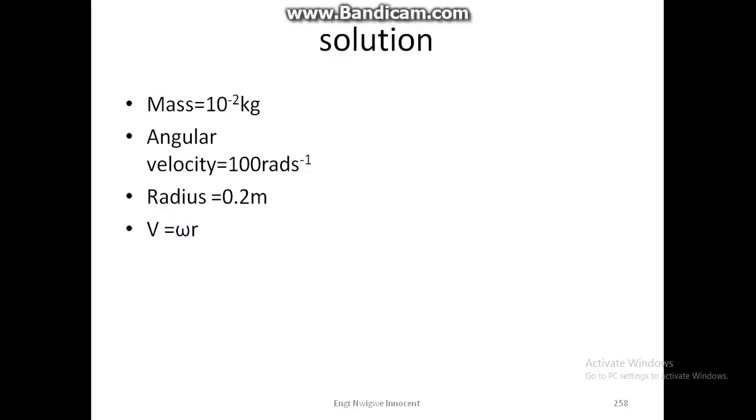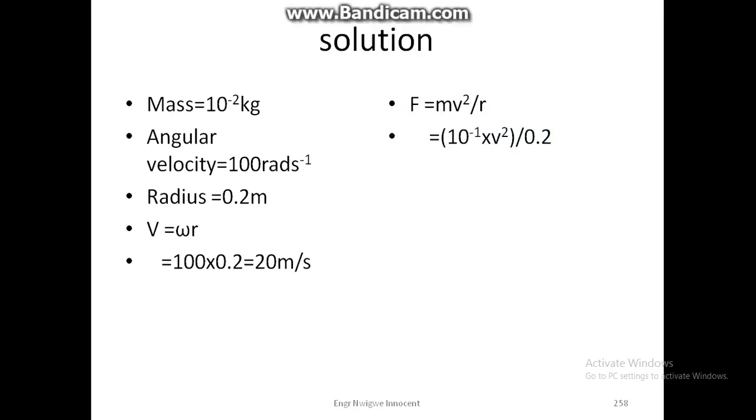Velocity is equal to omega r, which is equal to 10 times 0.2, which will give us 2 meters per second. F is equal to m v squared over r. Replacing the values, we have 10 raised to power minus 2 times v squared, all over 0.2. Therefore, 10 raised to power minus 2 times 20 squared, over 0.2. Our force F is now equal to 20 newtons.